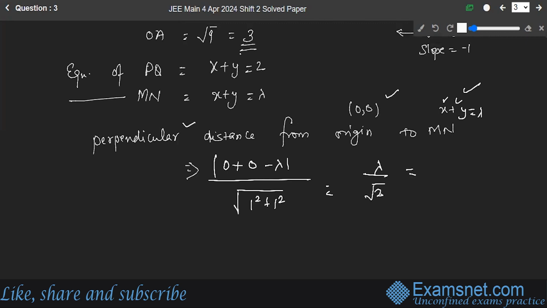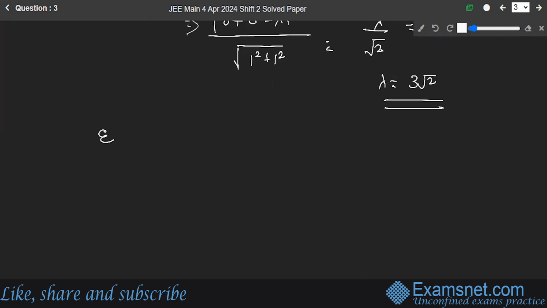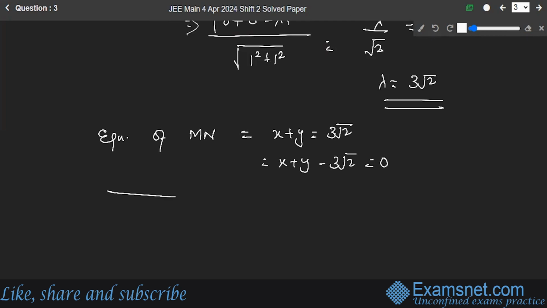Now this perpendicular distance we already calculated. This is nothing but equal to OA, that means this is equal to 3. So lambda is equal to 3 root 2. That means the equation of MN is x plus y is equal to 3 root 2, or x plus y minus 3 root 2 is equal to 0. Similarly, the equation of PQ is x plus y is equal to 2, or x plus y minus 2 is equal to 0. These are the two equations of the lines.